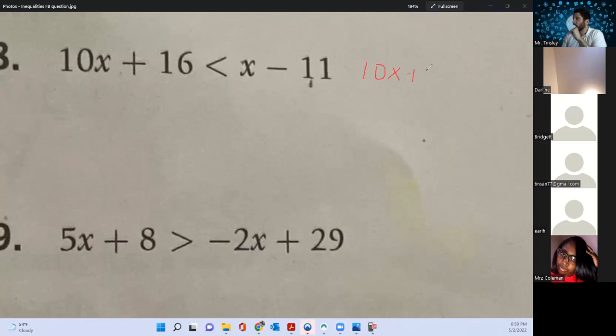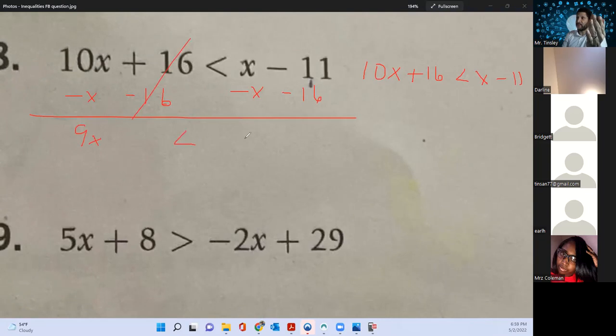10x plus 16 is less than x minus 11. So this one, I'm gonna subtract x. Subtract 16, subtract 16. 10x minus x is 9x. 16 is canceled. Less than minus 27. Divide by 9. 9's canceled. x less than minus 3.